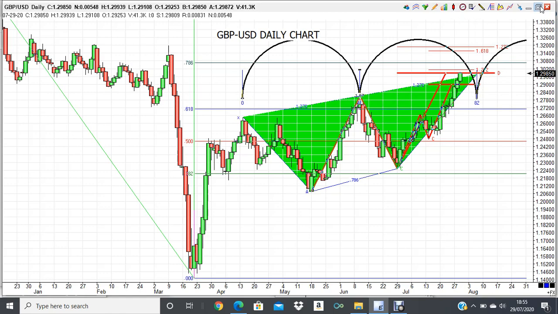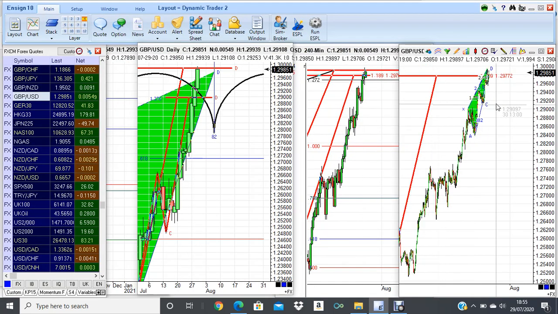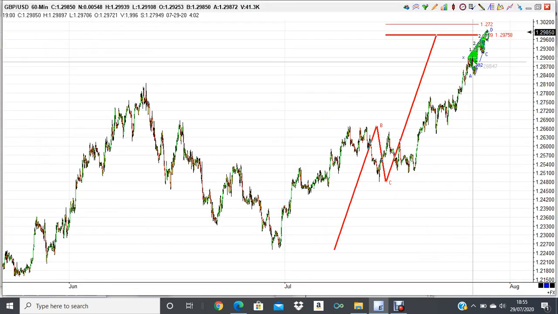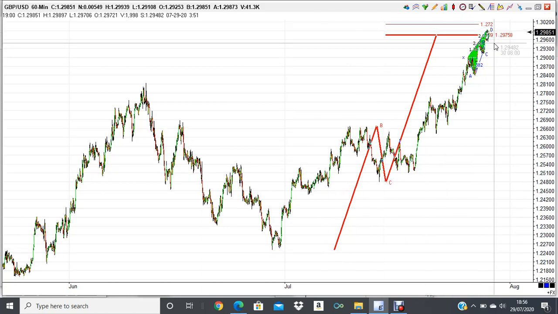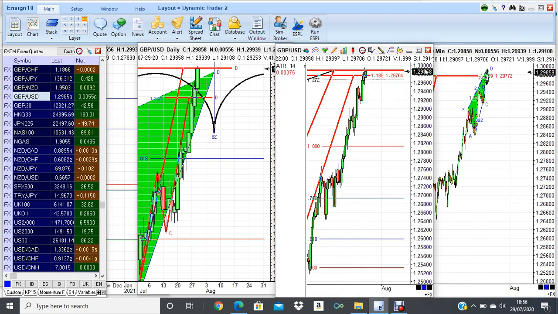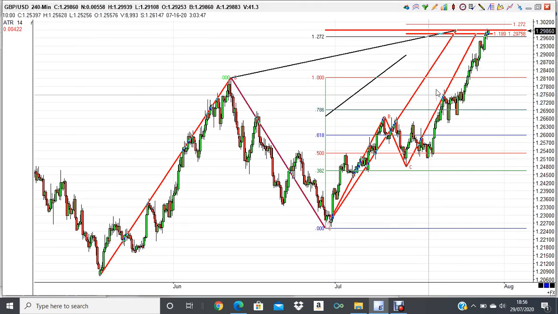If we come down to a 4-hour chart, we're starting to look at, actually this is 60-minute. There's a 3 drives pattern looking like it wants to make this 1.27. It'd be rude if it got to 129.8 and didn't test 130, wouldn't it? But again, with another ABCD, I think the 4 hour shows it better. Here's your 4 hour chart.